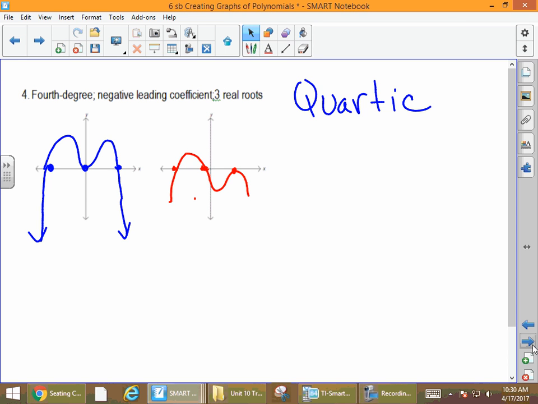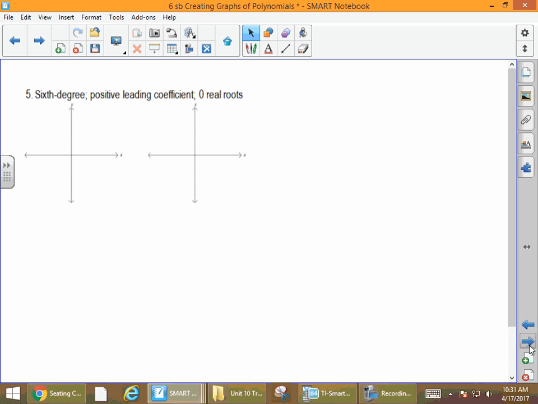I'm going to put the arrows on there, but otherwise he did a nice job with the picture. There's the second choice of the quartic. As long as we know the terminology for these types of polynomials, I think that we can draw them. But if we don't know the terminology, then that's what causes the issue.